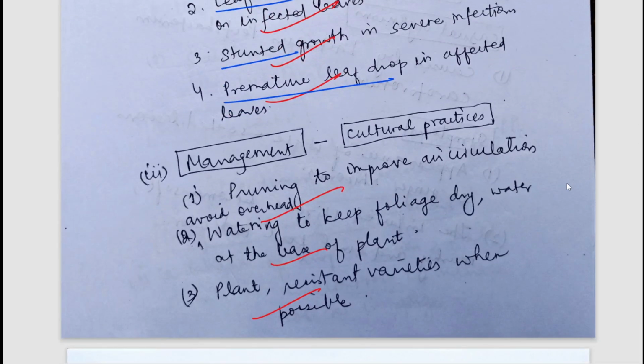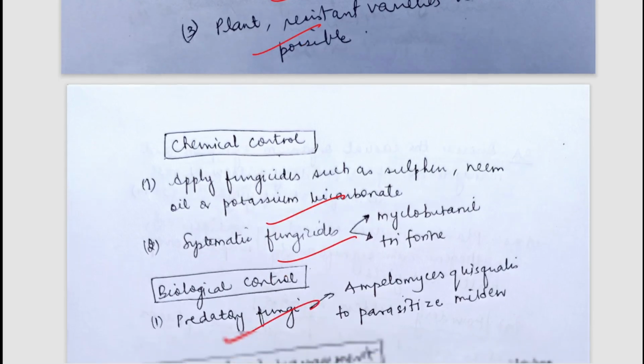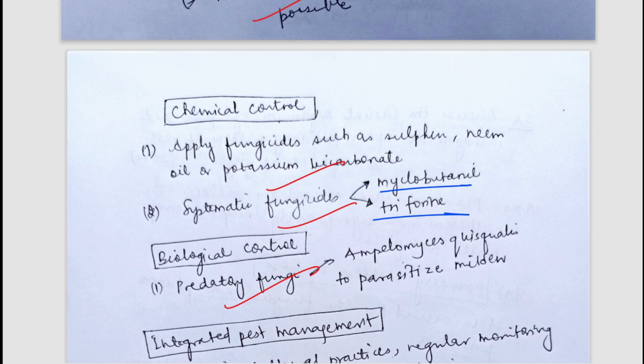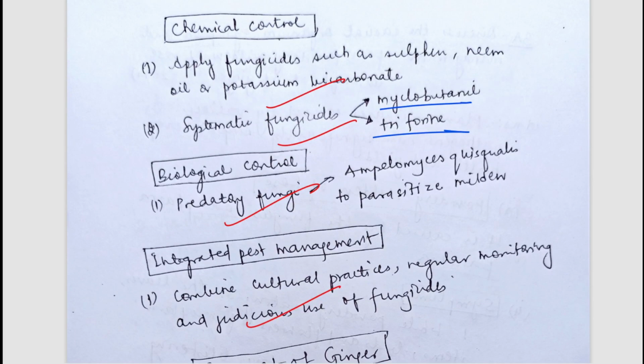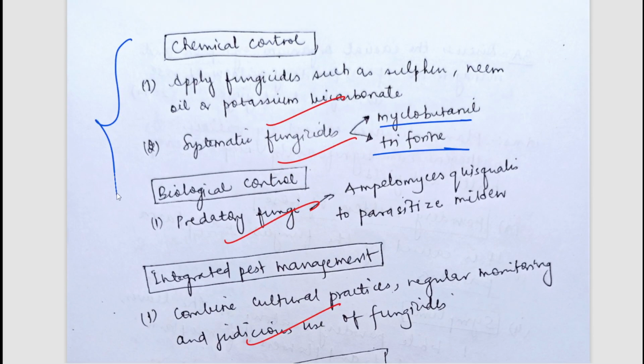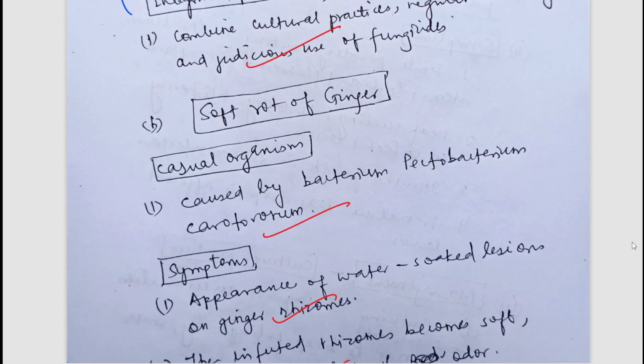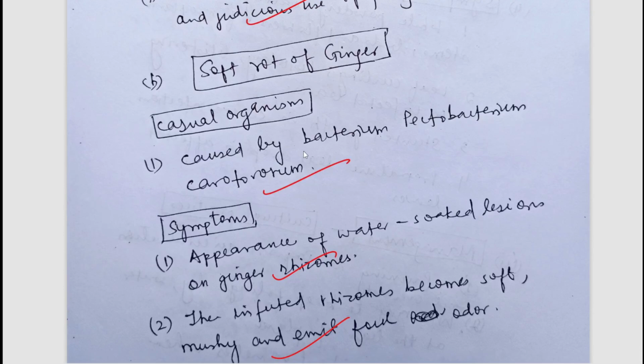Same approach has been taken by the student. First, writing of cultural practices, within chemical control, use of fungicides such as myclobutanil, triforine, and again biological control and integrated pest management. So very good approach, a very good structure, using all the important points in cultural, chemical, biological and integrated methods. Again, soft root of ginger has been explained, that it is caused by a bacterium.